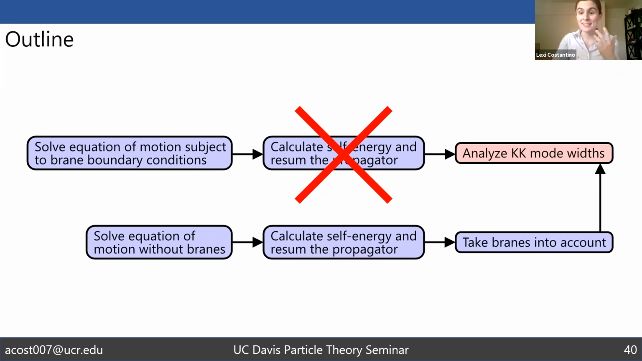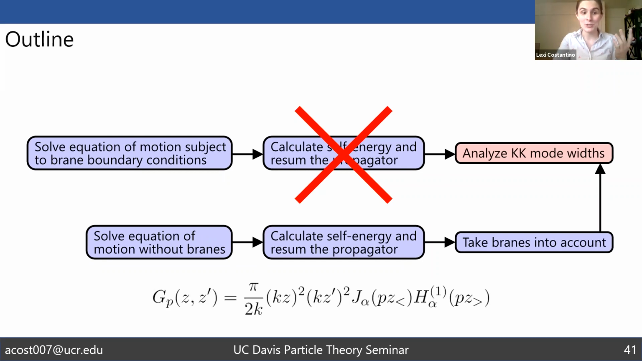Okay, so step one is to get the propagator. And that's as far as we can go in the free theory. That's it right there. Now we have to introduce interactions.